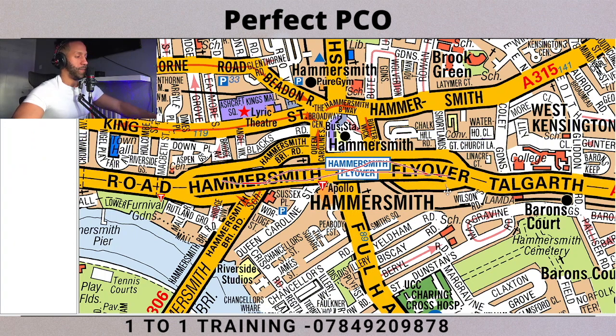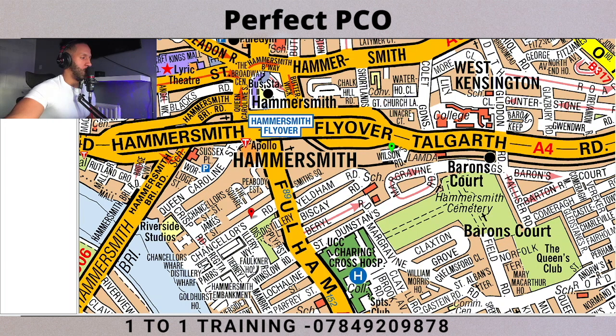So now, let's take it step by step. Imagine you're here, where I've circled, and then you want to get here. So what most people do is they come onto this road here, and then they go up the flyover.